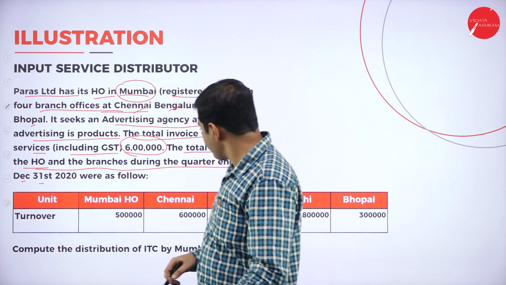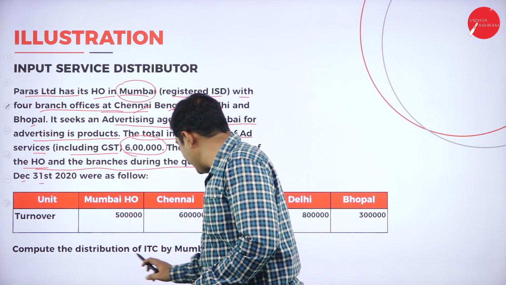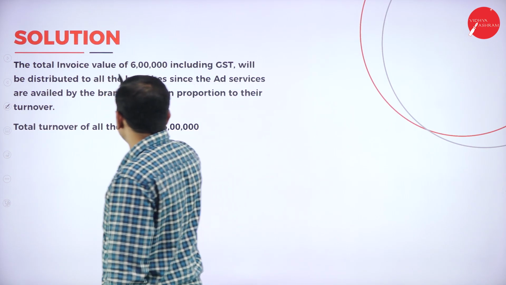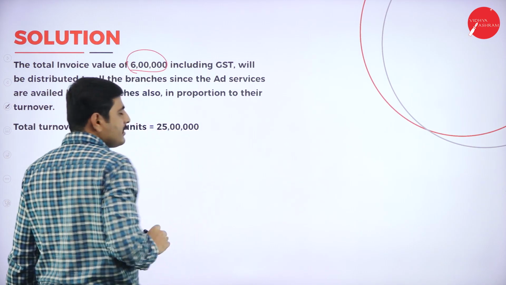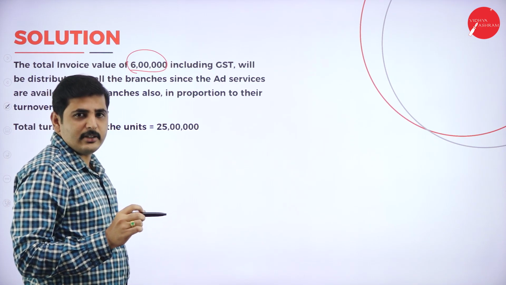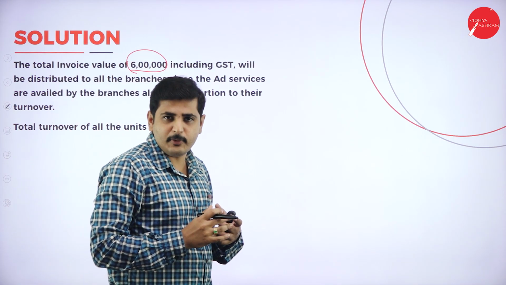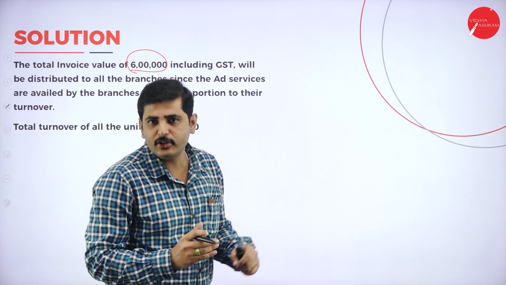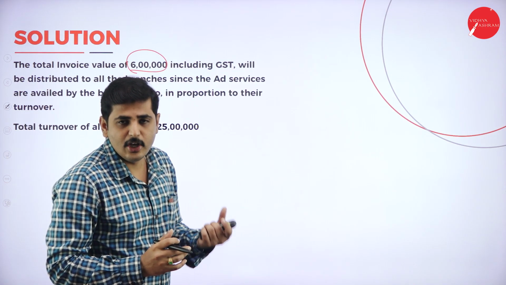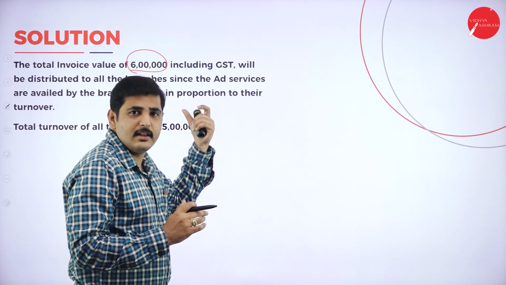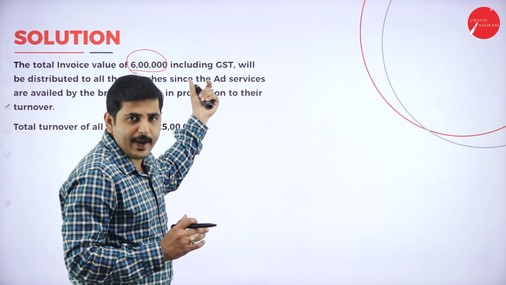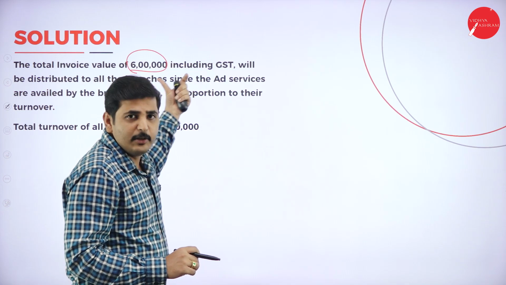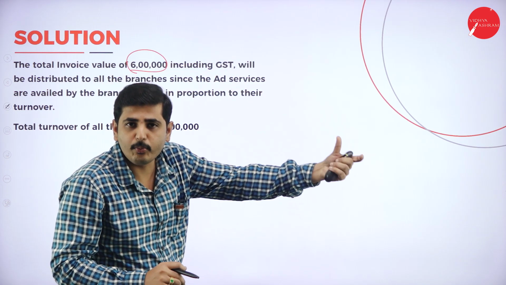Let's calculate now. Compute the distribution of ITC by the Mumbai head office. The total invoice value is 6 lakh rupees, for advertisement. Advertisement is an expense for the development of the business or for increasing sales, isn't it? So it is an input expense. On the input expenses, whatever tax we have paid, we can claim the input tax credit while paying the output tax.